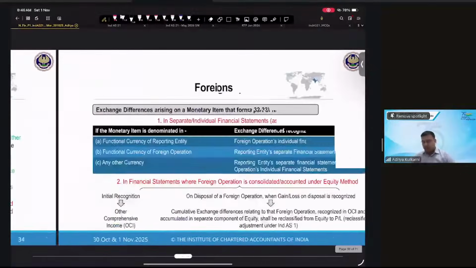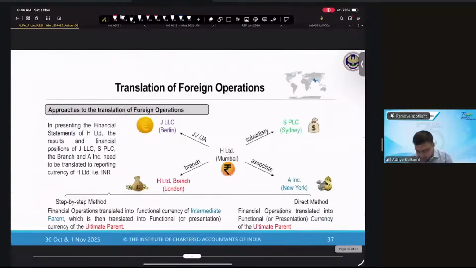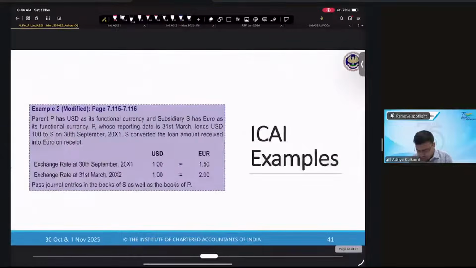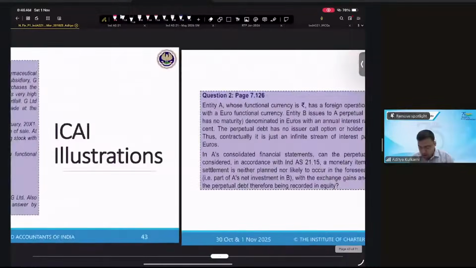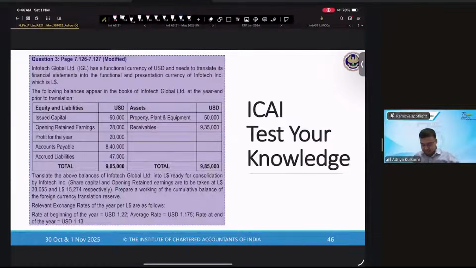In relation to these conversions only. Can you try this question right now? We'll read the question. Infotech Global has a functional currency of USD, and needs to translate its financial statements into the functional and presentation currency of Infotech Inc., which is L dollar. The following balances appear in the books of Infotech Global.